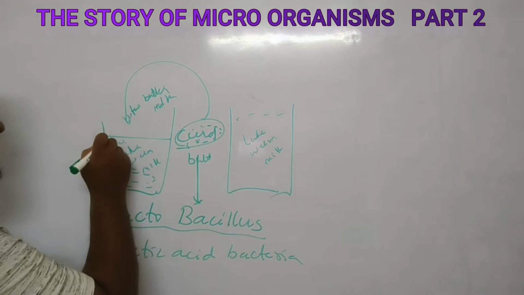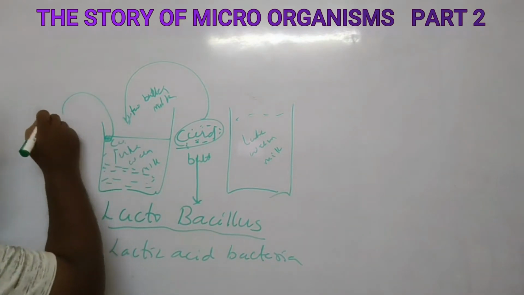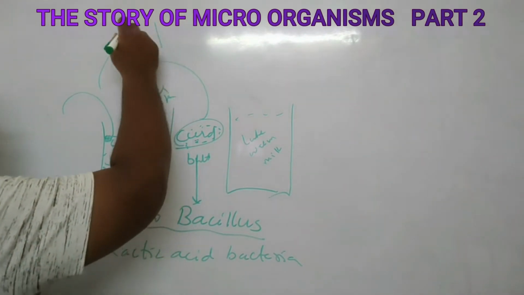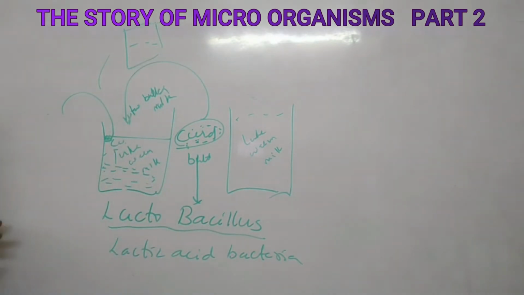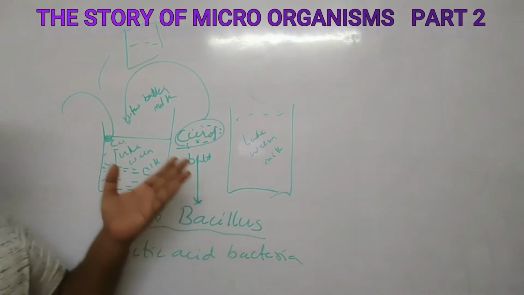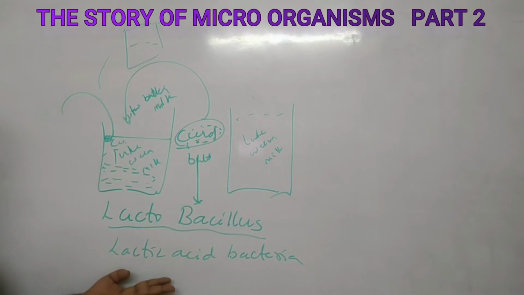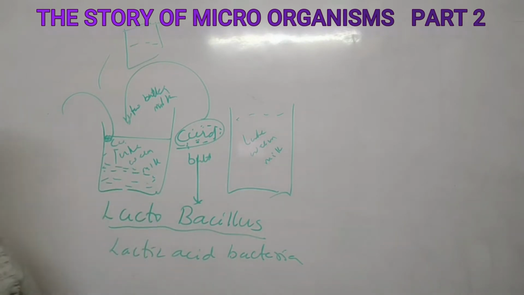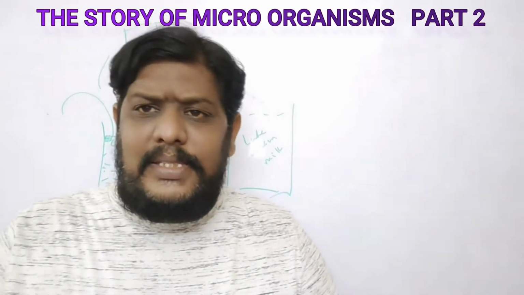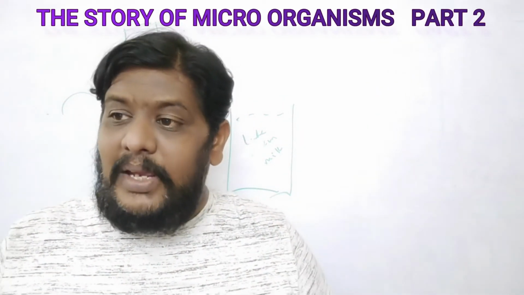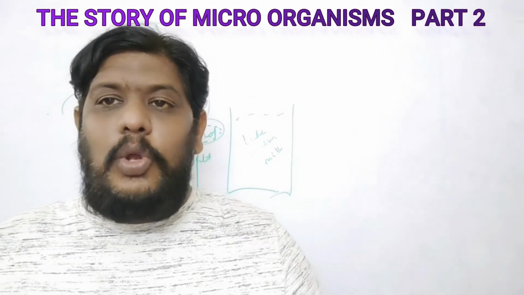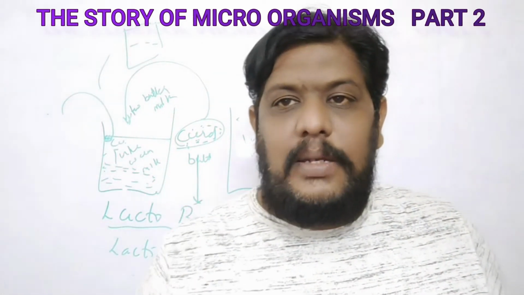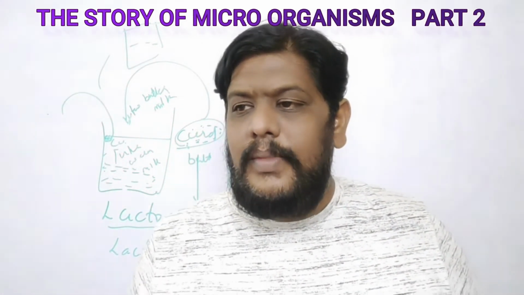And again you take some part of this curd and add it into some other beaker with milk. This is what we do regularly. So you are transferring the lactic acid bacteria, and these bacteria are converting the milk into curd. Isn't it useful? Yes, this microorganism called lactobacillus, or lactic acid bacteria, is really useful to us.